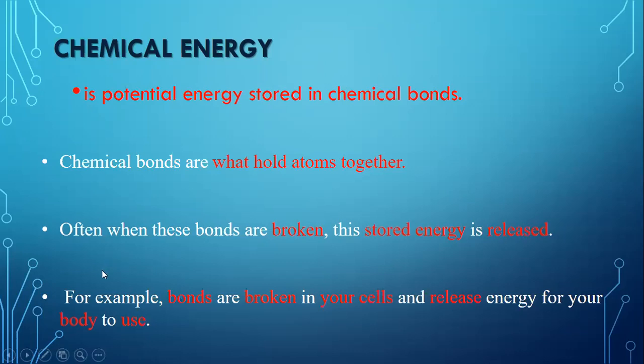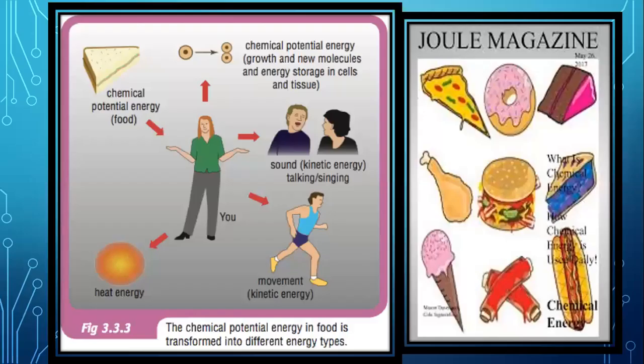Examples for that: when your body cells break down food in order to release energy for your body to use. That's an example, guys. Energy is stored inside the food you eat, and after that, the chemical potential energy starts to be broken down in order to give you the energy to talk, or even to sing, even to move. That's kinetic energy, and it transforms to heat energy to warm your body. That's the type of food that can contain a lot of energy inside.